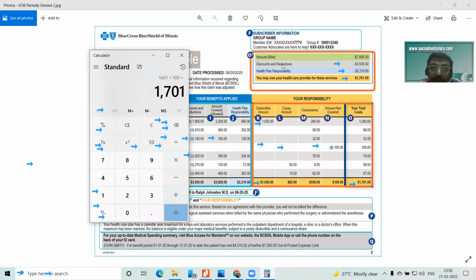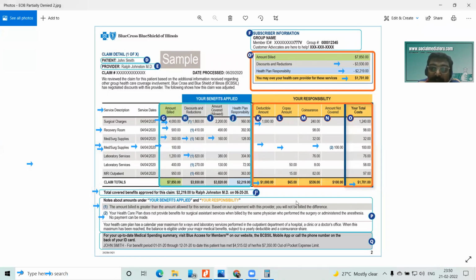Now what is the relationship with the billed amount? The billed amount is the total of discounts and reductions, plus your health plan responsibility, plus your patient responsibility. Here your responsibilities are given separately: deductibles, and the copay amounts, wherever you are assigned a copay. That copay amount you have to pay. Then the co-insurance percentage, that's the percentage on the allowed amount. For non-covered services, everything comes to your responsibility. So now I have explained one EOB, and this is an example of partially paid because $100 is not paid.